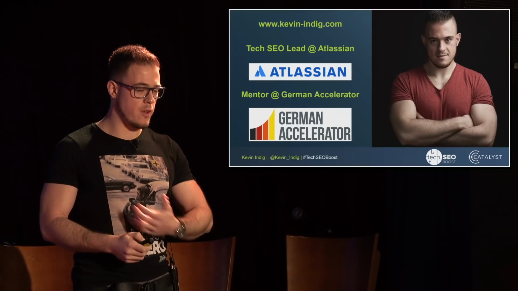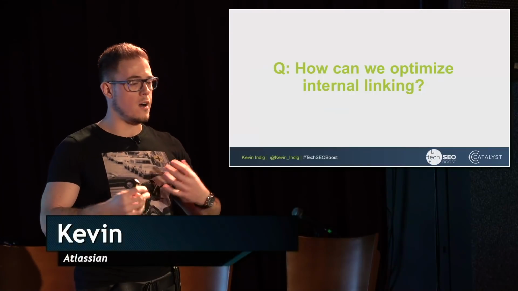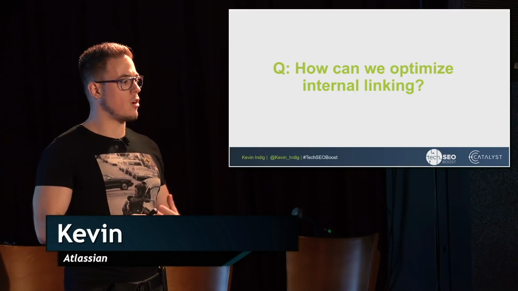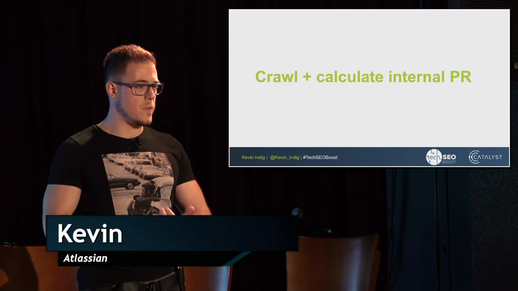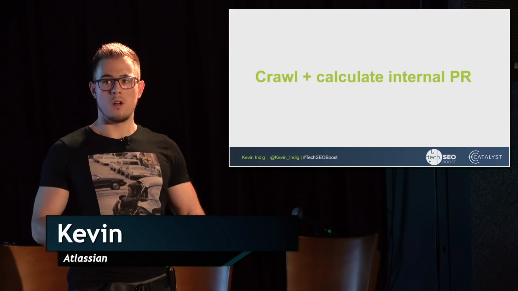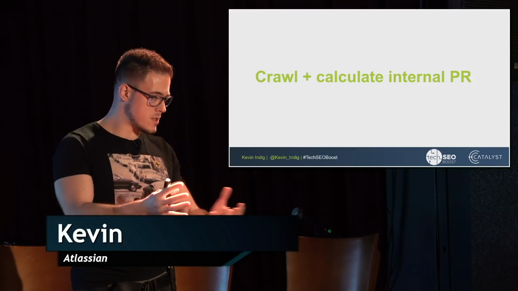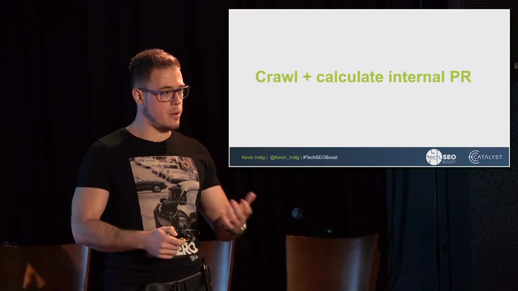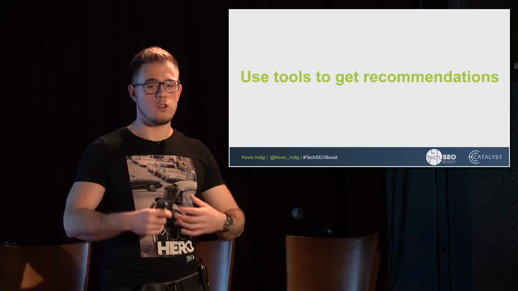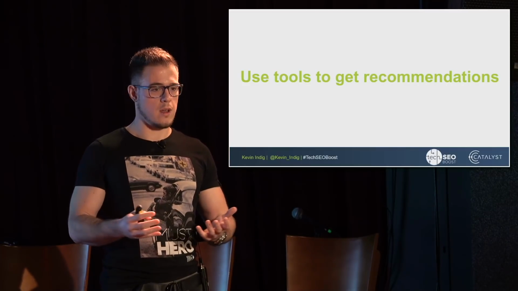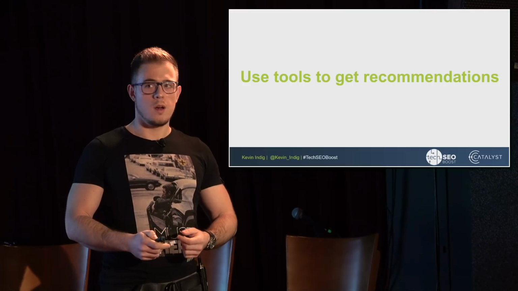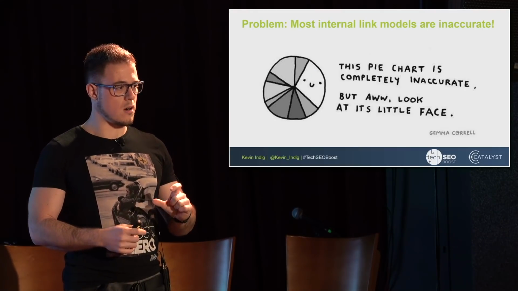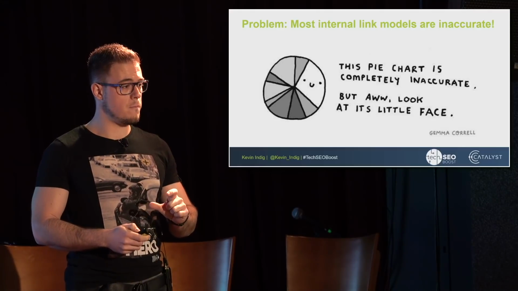I asked myself, leading up to this topic, what are the ways that we can really calculate internal PageRank and optimize the internal link graph? There's the manual approach, where we use something like Screaming Frog or crawl our site in some way, and then calculate it manually by applying the PageRank algorithm. Or we can use a tool to get a PR value out of this. But there is a problem, because these models are kind of inaccurate.